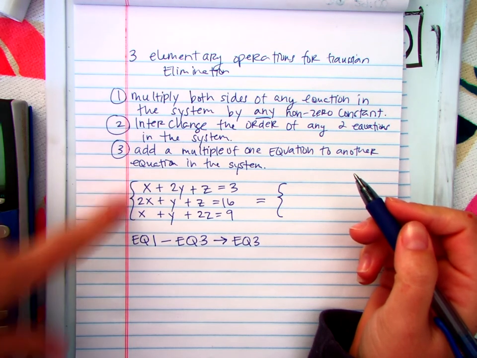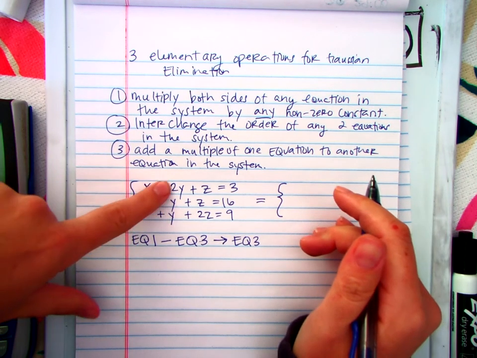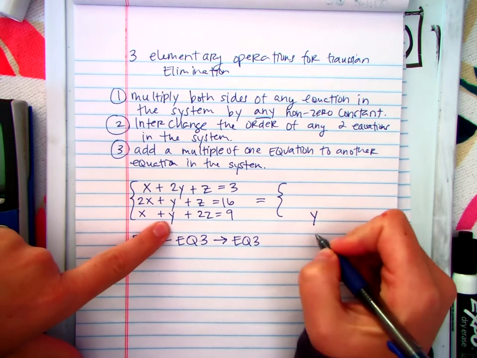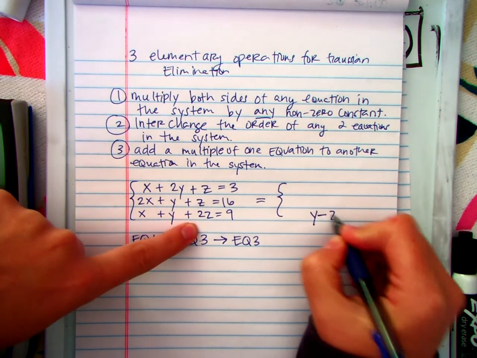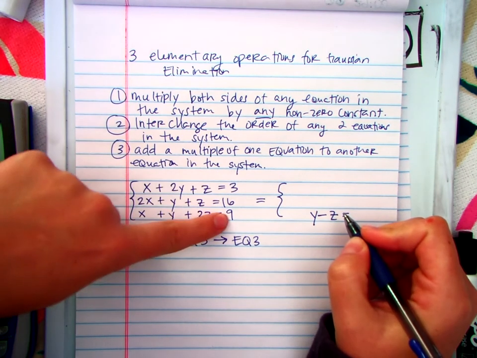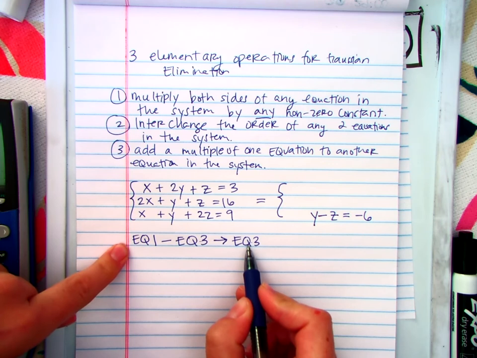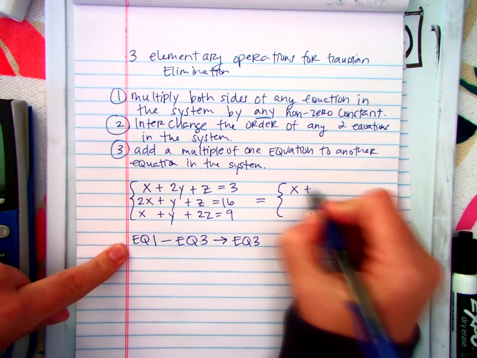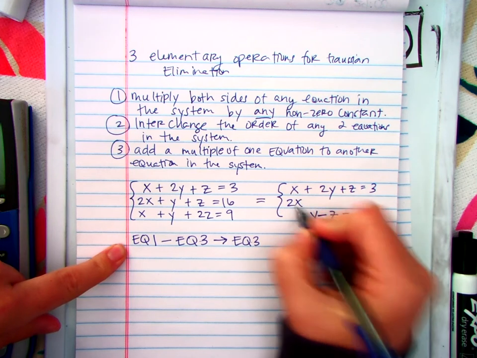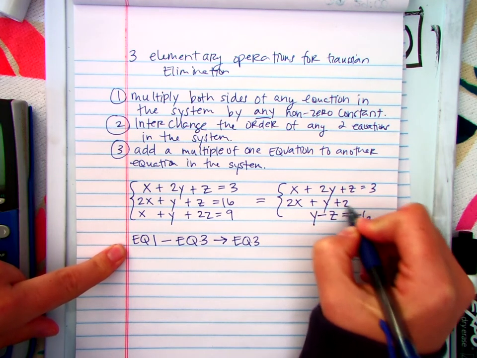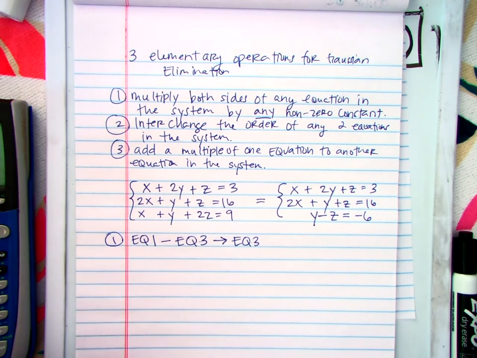So equation 1 minus equation 3: x minus x, the x's go away. 2y minus y is just 1y. z minus 2z is negative z. And 3 minus 9 is negative 6. So this is the only change I've made right now. I'm going to rewrite everything else in the system exactly the same way. This process takes a little bit of time. So here was the first thing I did.